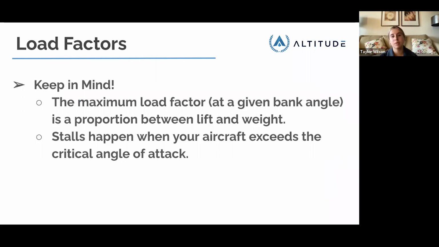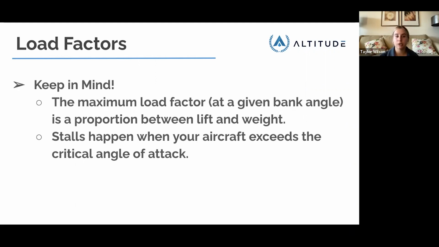So some notes before we get into the graphs. One, the maximum load factor at a given bank angle. Now, when I'm talking about bank angle, in layman's terms, when we're turning an aircraft as opposed to straight and level flight, we're measuring that turn in an angle. So that's called our bank angle. It is a proportion between lift and weight. So the maximum amount of excess load we can withstand on our aircraft is proportional between lift and weight. And we'll take a look at that in the next couple slides at the graphs.